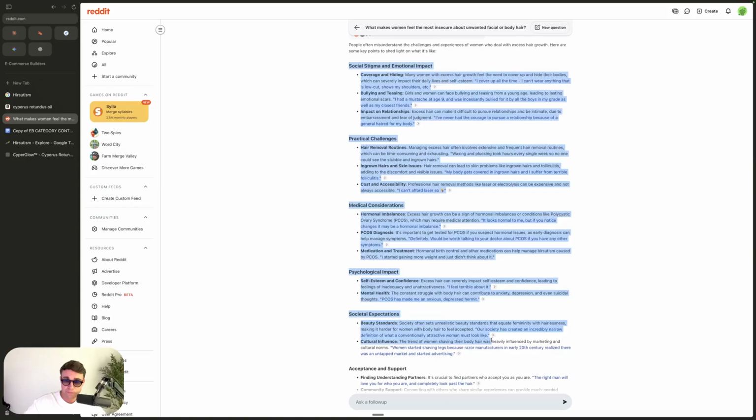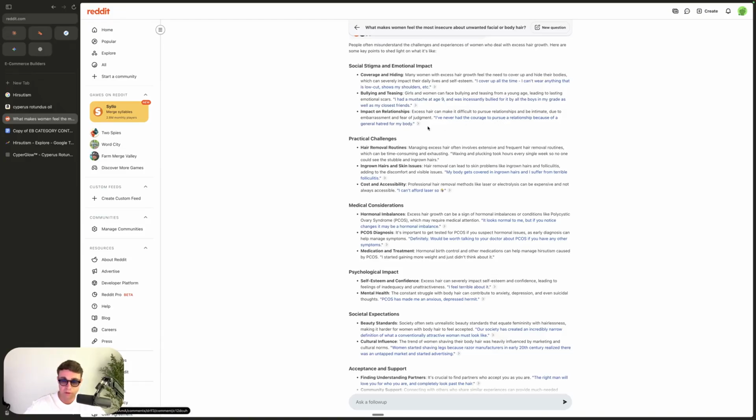So I had a mustache at age 9 and I was bullied for it by all the boys in my grade as well as the closest friends. I've never had the courage to pursue a relationship. Oh, okay, this is another one. This is really good stuff. I've never had the courage to pursue a relationship because of a general hatred for my body.